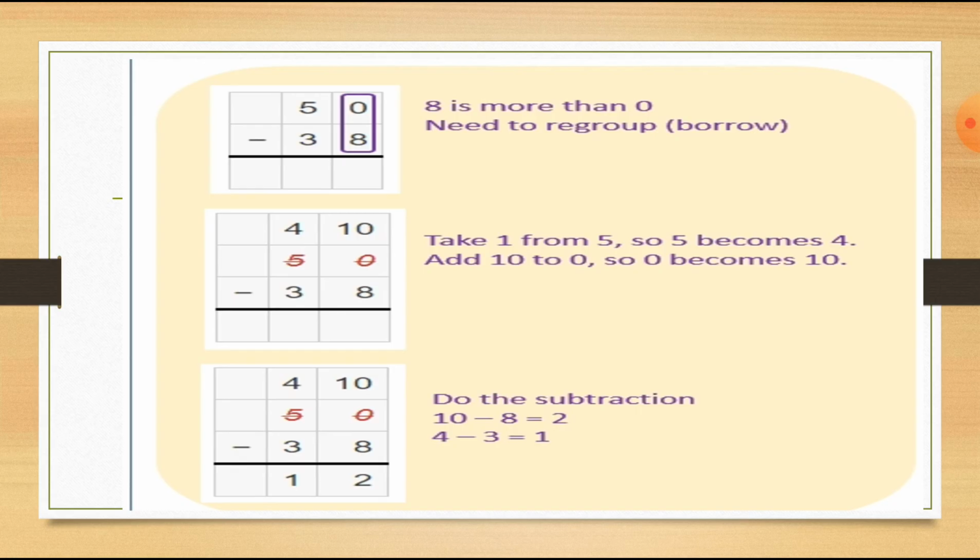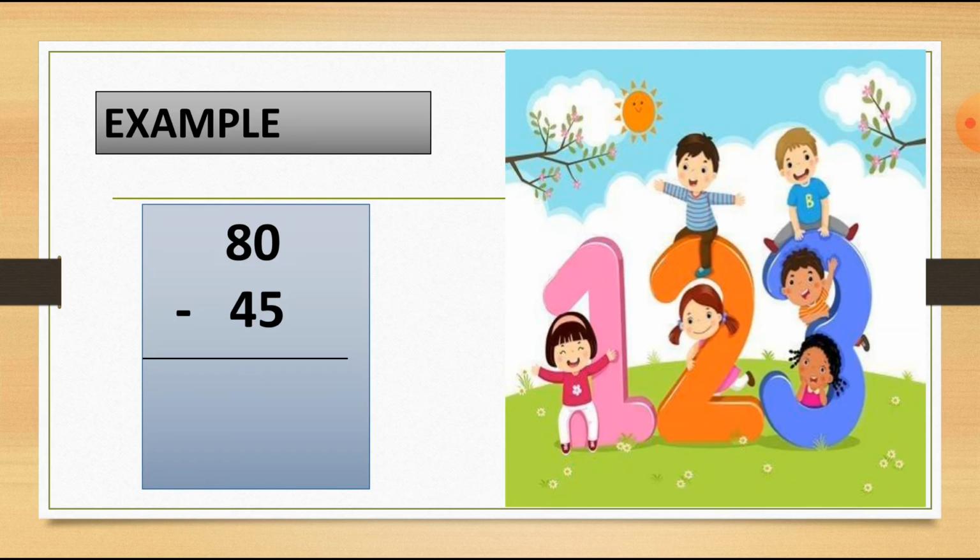Always borrow. Whenever you see the 0 at the top side, we have to regroup. Now let's see the example first, students. How do we regroup? Whenever we see 0 at the top side and 5 at the bottom side, we can't take away 5 from the 0. So we will take 10 from the 8.